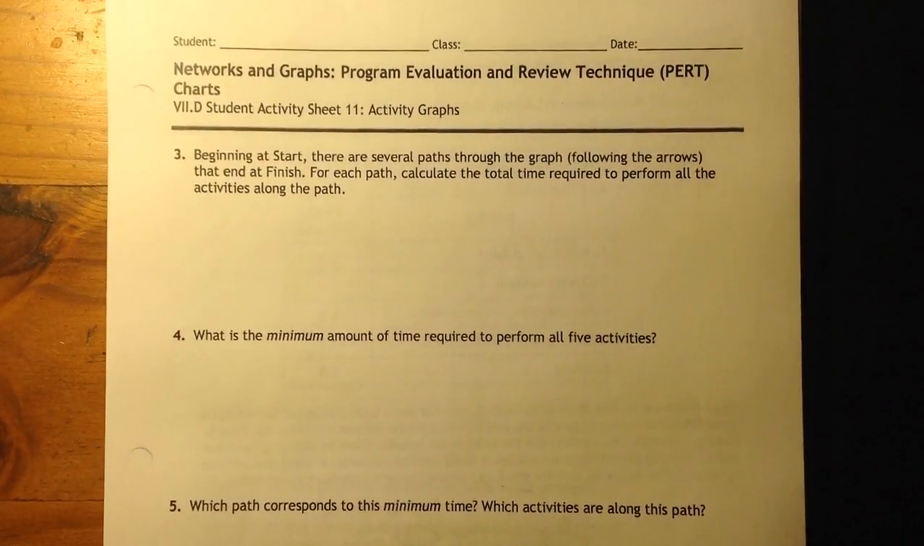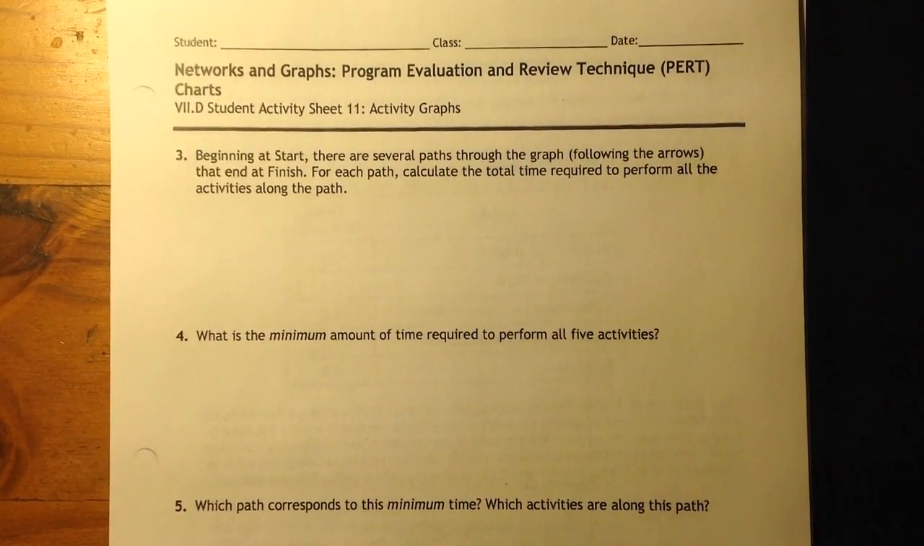Okay, number 3. Beginning at start, there are several paths through the graph following the arrows that end at finish. For each path, calculate the total time required to perform all the activities along the path. Okay, so I see 3 distinct paths. One of them goes from A to B. That's your first path. I'll let you figure out the other 2. Figure out the time for each path.